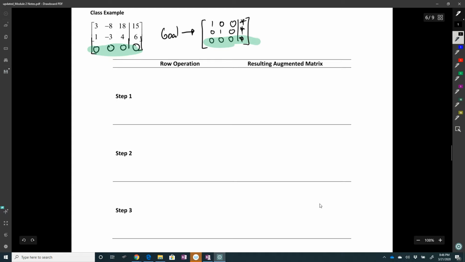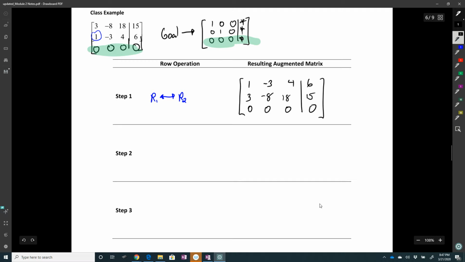Okay, so my first step is to get a 1, which I already have my 1 right there. So instead of doing math to make it happen, I'm just going to swap the rows. So row 1 is going to swap with row 2. And that one's pretty easy. So I get 1, negative 3, 4, 6, 3, negative 8, 18, 15, and then all zeros.